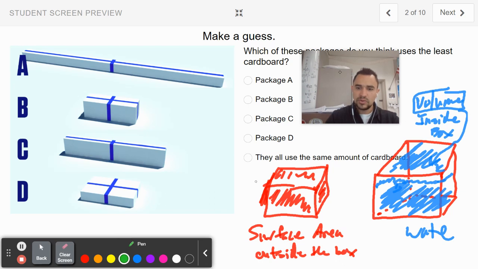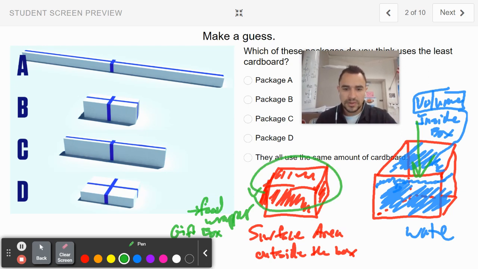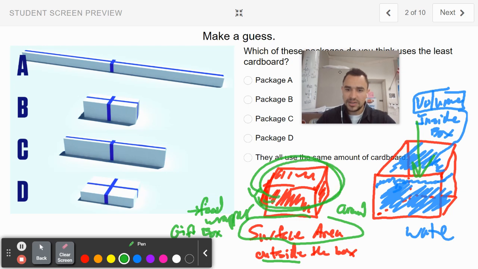Like, for example, wrapping, like a food wrapper or a gift box that is surrounding what's inside. So volume is going to be more inside, and the surface area is outside the box, or around. Around the box, okay? And sometimes it's also around the top and bottom too, so it's just around. All right, so let's clear this section off.